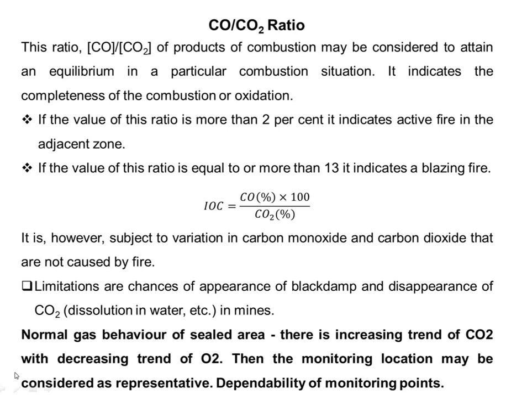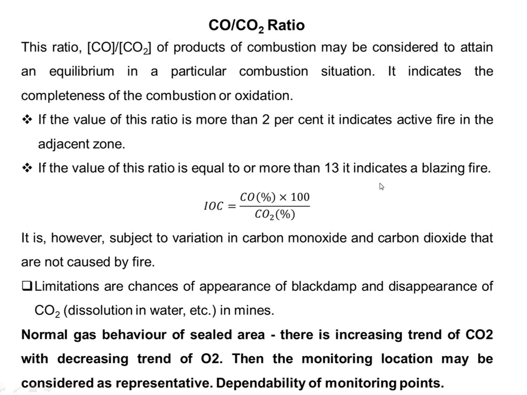This ratio CO by CO2 of the products of combustion may be considered to attain an equilibrium in a particular combustion situation, and it indicates the completeness of the combustion or oxidation. If the value of this ratio is more than 2%, it indicates an active fire, and if the value is equal to or more than 13, it indicates a blazing fire. It is however subject to variation of carbon monoxide and carbon dioxide that are not caused by fire. You always remember that.